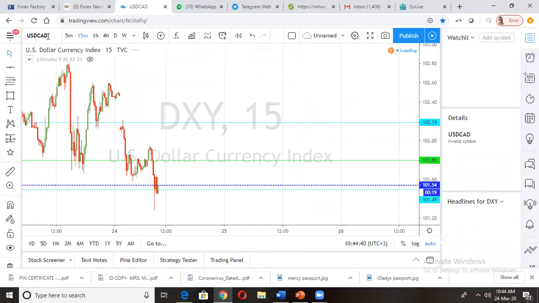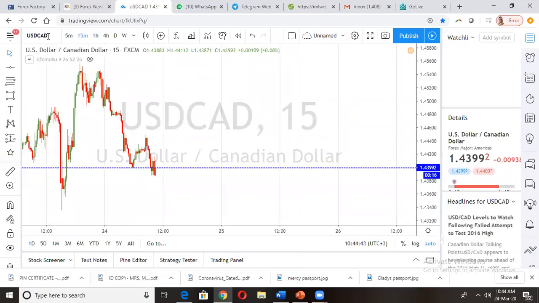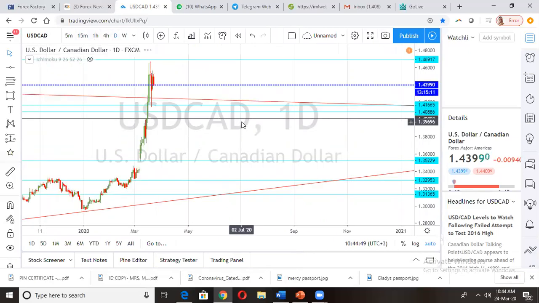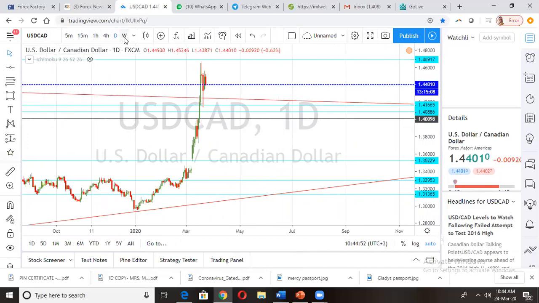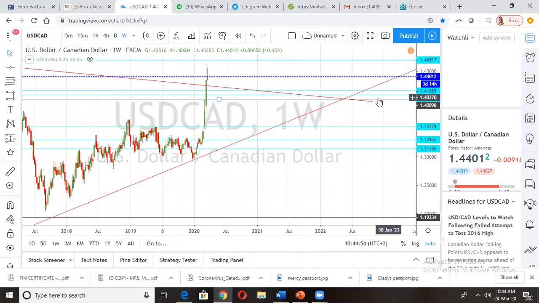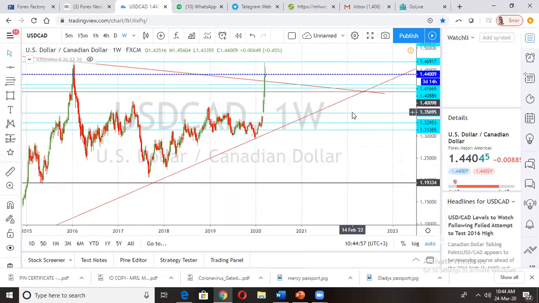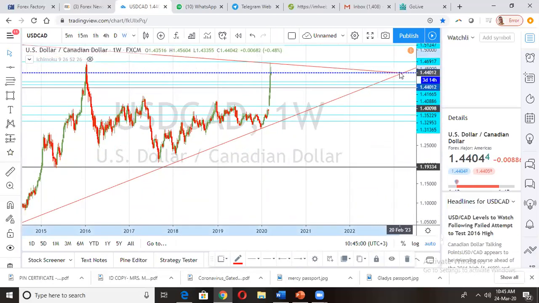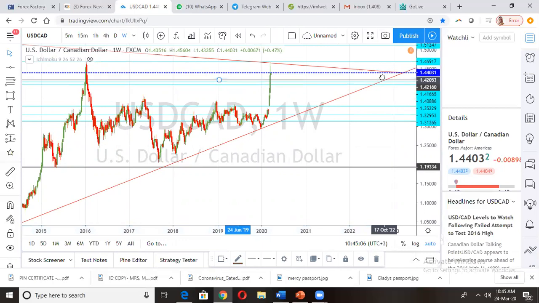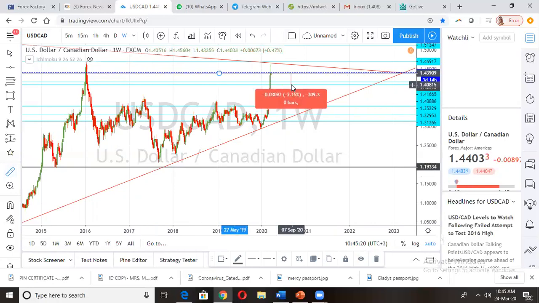Let's look at USD CAD. I think it's on its way down as well. I think it's on its way down, down, down. USD CAD is on its way down, people. It's on the point of confluence that I have a bias for a downtrend of about 300 pips.